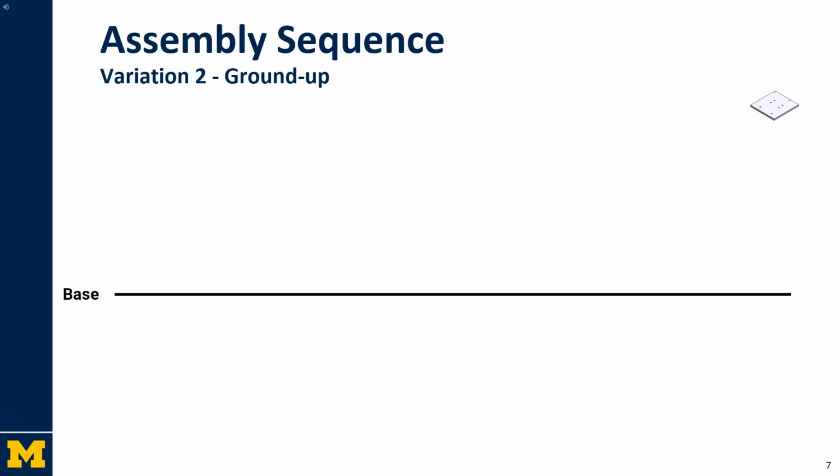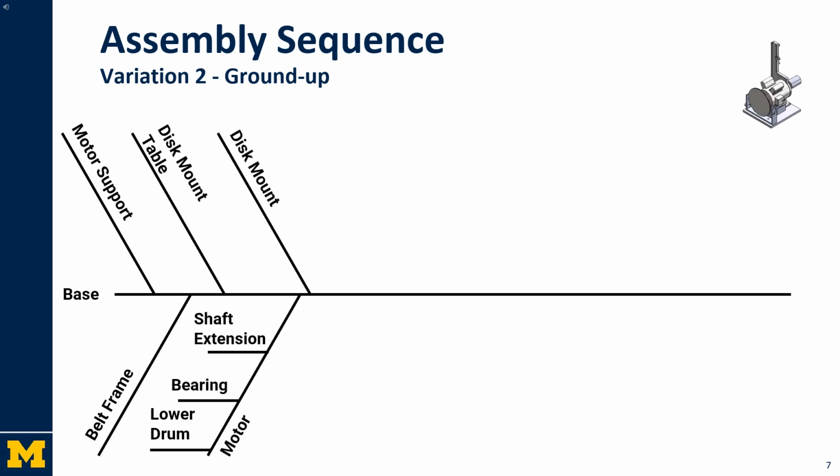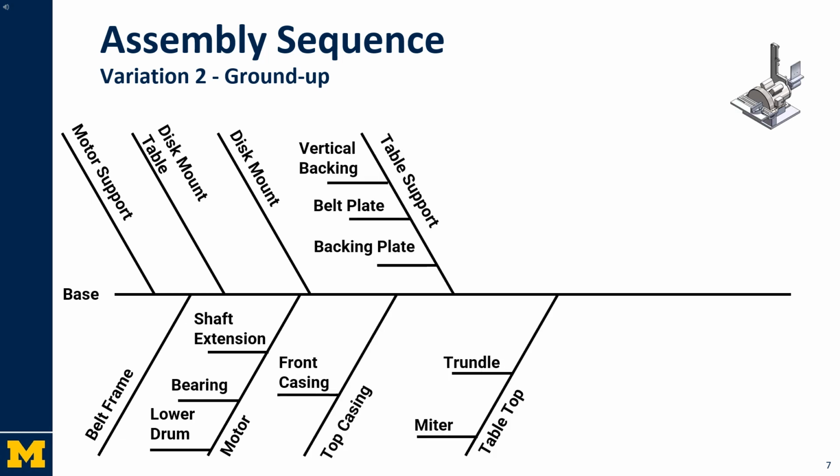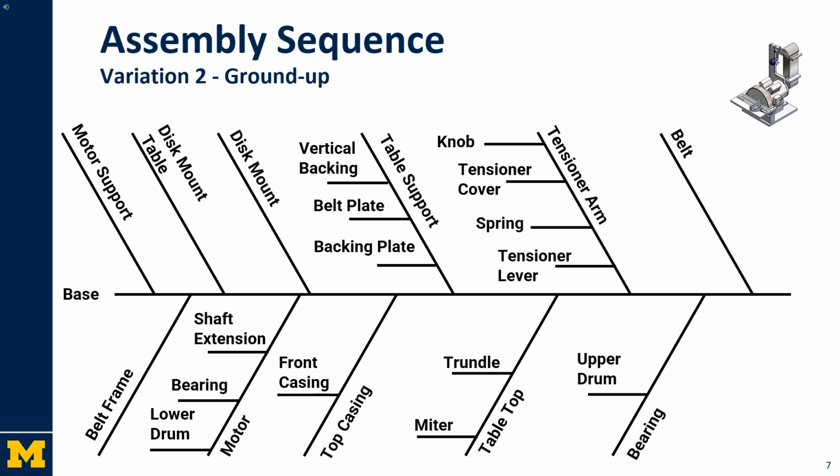The next sequence is the ground up assembly, which is pretty straightforward, and this just consists of building from the ground up, starting with the base, and then moving on with the disc mounts, the motor, as well as the disc on the motor, and then adding the lower supports as well as the table, and then moving up in the z-axis to finish off with the tensioner, and then finally the belt.